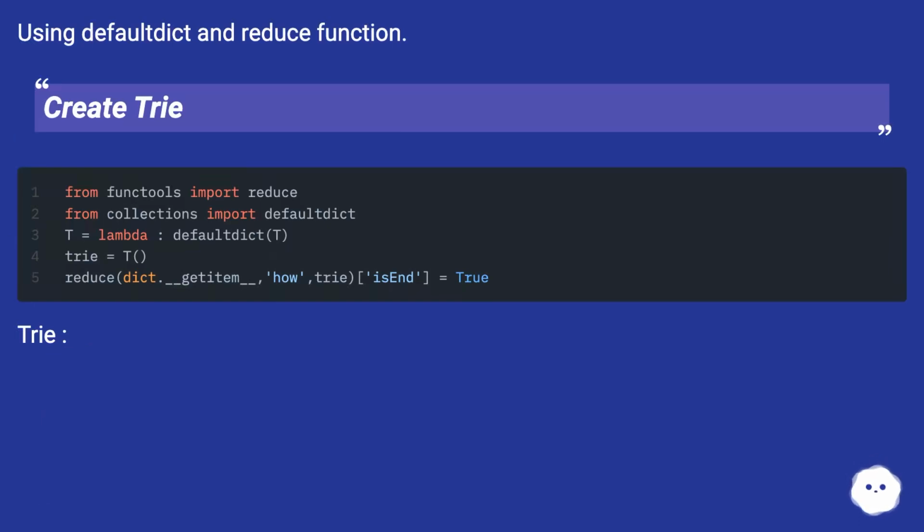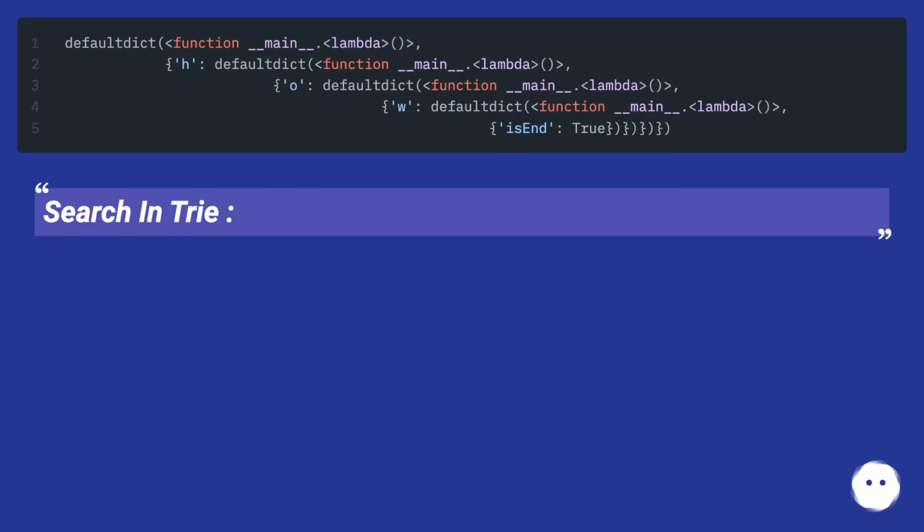Using defaultdict and the reduce function. Create tree. Tree. Search in tree.